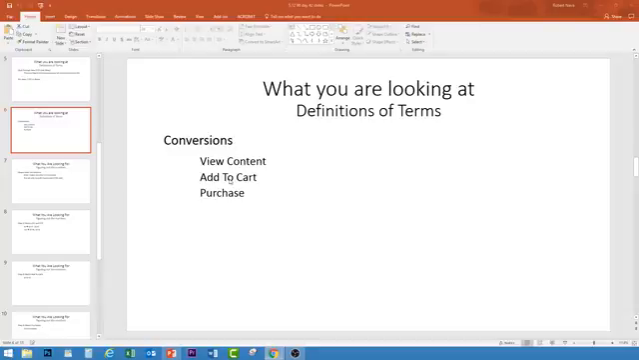And then when they add it to their cart, they're going to go to checkout, initiate checkout, and a few other things, and then they're going to purchase, and that's ultimately your goal for them to purchase, right?